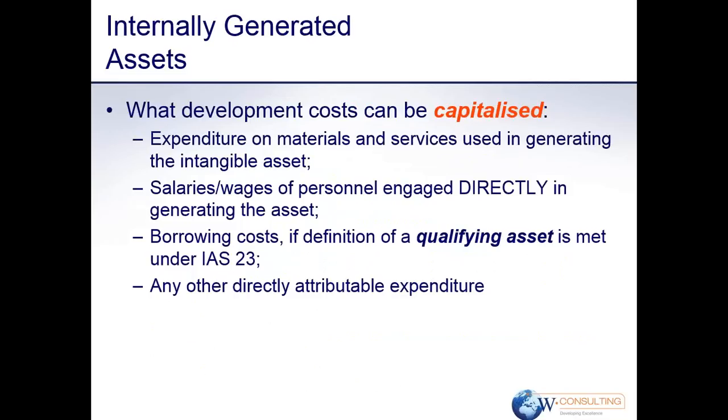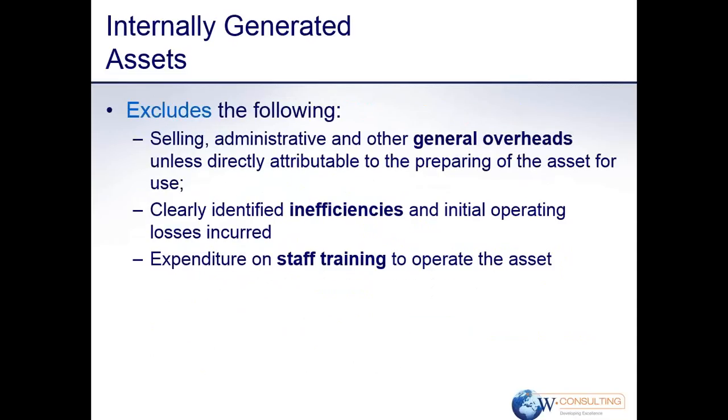The standard then elaborates even further and says that the following costs would normally be excluded, and that would include any selling, administrative, and any other general overheads, unless they are directly attributable, any inefficiencies and initial operating losses, as well as any staff training to operate the asset once it is complete.